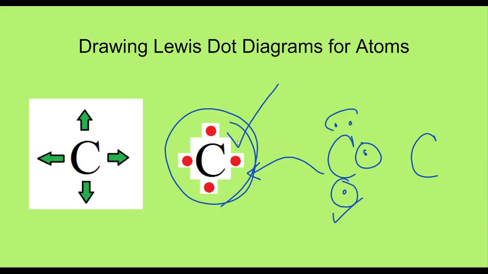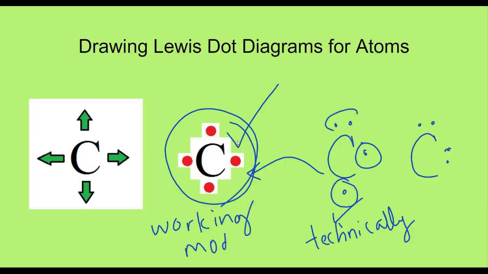Okay, and another thing you could do, and the reason this is correct, is that there are some rules to how we do this. So I would call this technically correct, but is it very useful for you to actually work with? No, I would call this a working model. In other words, this is more effective in helping you to draw these correctly. Okay, this is completely wrong. There's no reason for you to draw it like that.